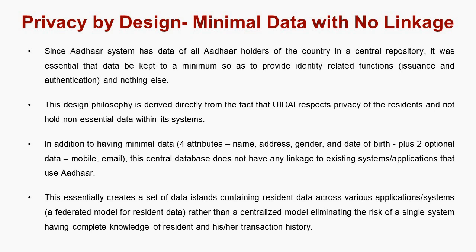In addition to having minimal data, four attributes, name, address, gender, and date of birth, plus two optional data, mobile and email, this central database does not have any linkage to existing systems or applications that use Aadhaar. This essentially creates a set of data islands containing resident data across various applications and systems, a federated model for resident data, rather than a central model, eliminating the risk of single system having complete knowledge of a resident and his or her transaction history.